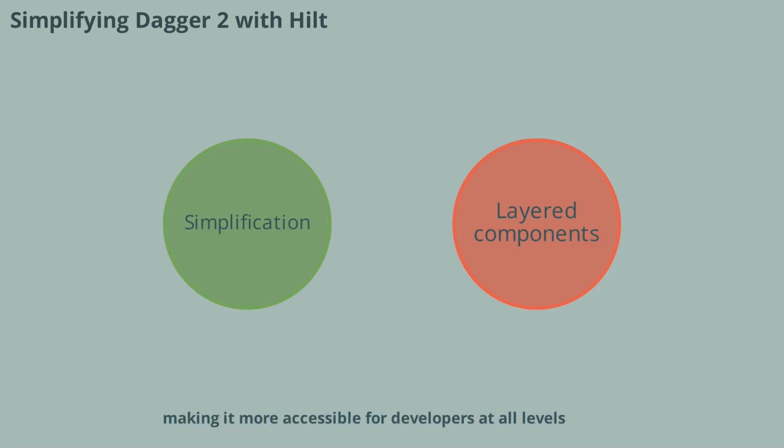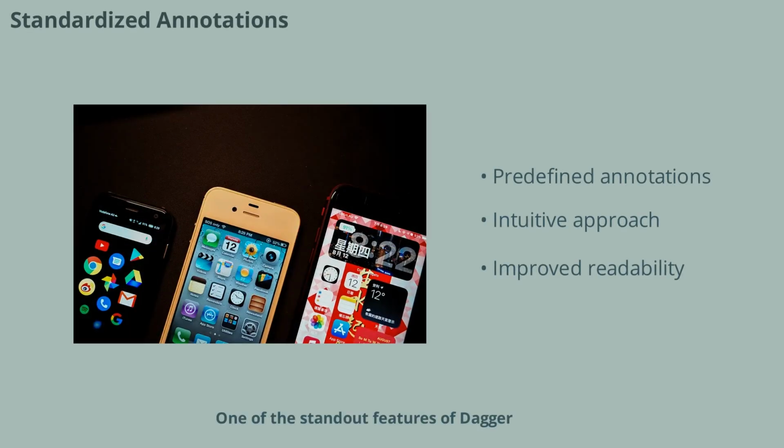developers at all levels. One of the standout features of Dagger Hilt is its provision of standardized annotations. Unlike Dagger 2, where developers often had to define custom annotations, Dagger Hilt comes with a set of predefined annotations that simplify the dependency injection process. These annotations serve as a layer on top of other annotations, providing a more intuitive and standardized approach. This not only reduces complexity, but also makes code easier to read and maintain. We'll explore how these standardized annotations contribute to a smoother development experience.